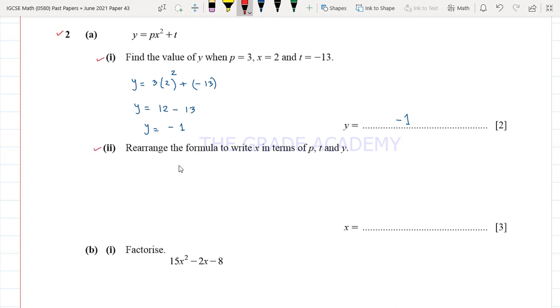Now the second part: rearrange the formula to write x in terms of p, t, and y. So here we have to solve this equation for x. We have to make x the subject of this equation. Let us rewrite the equation y equals px squared plus t. So we can write y minus t is equal to px squared, or y minus t over p is equal to x squared.